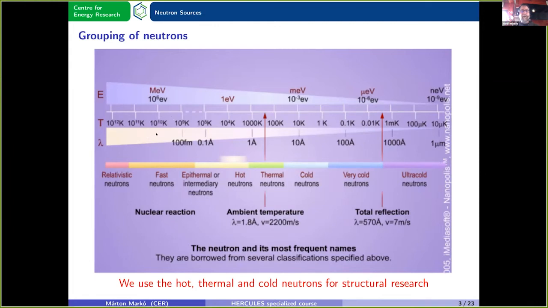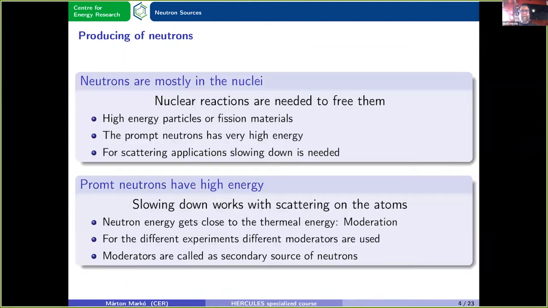Generally, the produced neutrons have energy in this energy range. It's between GeV and MeV, and then we use the neutrons for scattering experiments in the hot, thermal, and cold range, so we have to cool them down. And for basic research, there are very cold and ultracold neutrons, which can also be used, but it's really difficult to produce them.